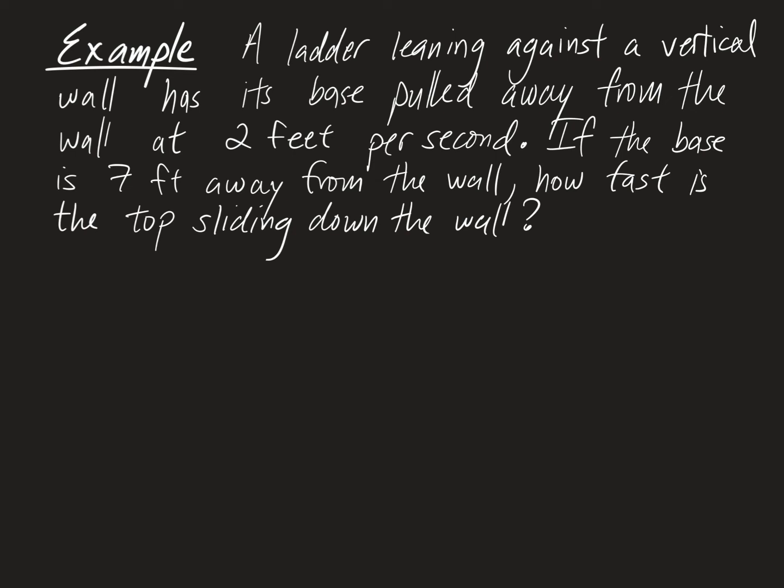This example is pretty prototypical for a Calc 1 course in a related rates section. A ladder leaning against a vertical wall has its base pulled away from the wall at 2 feet per second. If the base is 7 feet away from the wall, how fast is the top sliding down the wall? Now, when I say vertical wall and all this stuff, really what's happening here is that the wall is vertical and the ground is completely horizontal. And it's important to make that distinction because there will be a 90-degree angle here.